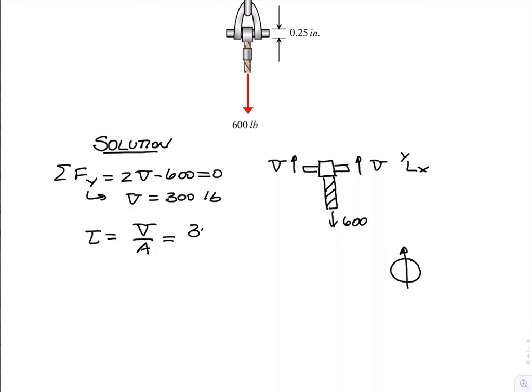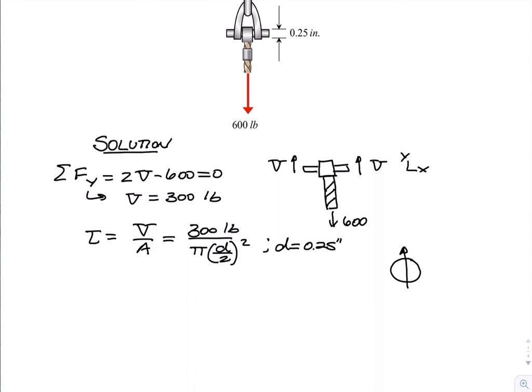So that's 300 pounds divided by the cross-sectional area of that pin, which is pi d over 2 squared, where the diameter of the pin we know is given to be 0.25 inches. And that's it. The key thing here is drawing the free body diagram.